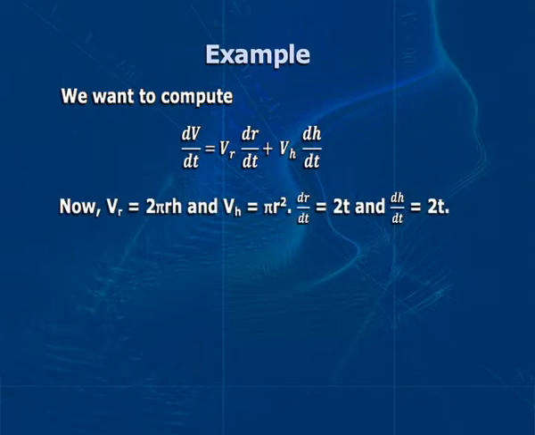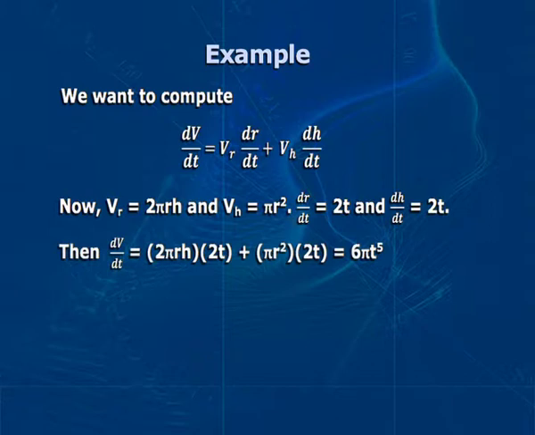Now, Vr is equal to 2 pi r h and Vh is equal to pi r square. dr by dt is equal to 2t and dh by dt is equal to 2t. Then, dV by dt is equal to 2 pi r h into 2t plus pi r square into 2t, which is equal to 6 pi t raised to 5.